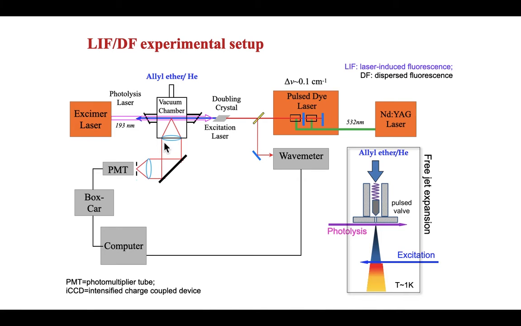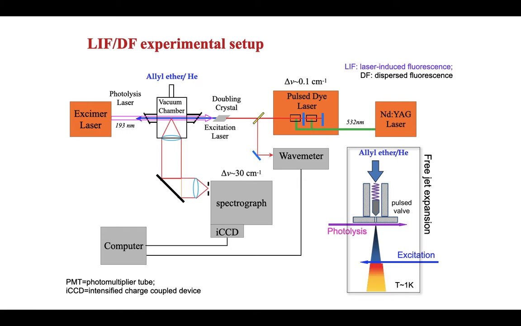When the excitation laser interacts with the alkoxy radicals, they go to the excited state from the ground state and then relax. Upon this relaxation, there will be fluorescence. In the LIF method, we collect this fluorescence and send it to the photomultiplier tube, then to the boxcar, and finally it goes to the computer. This is how we collect the signal in the LIF method.